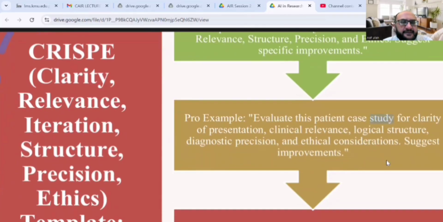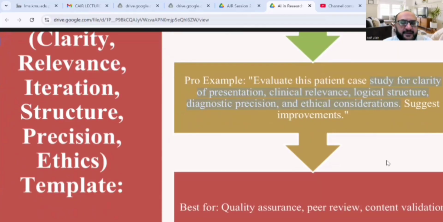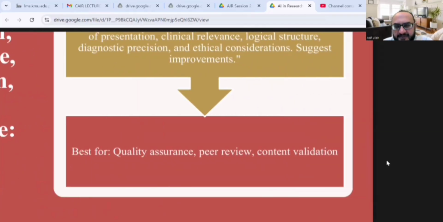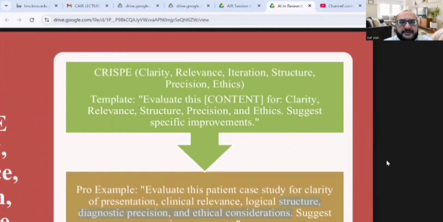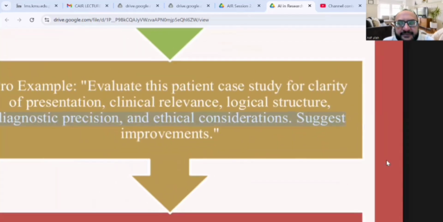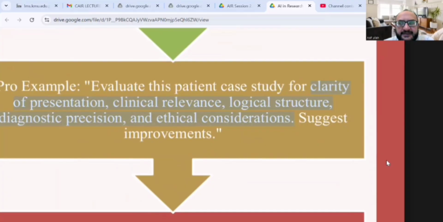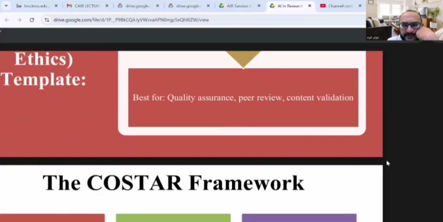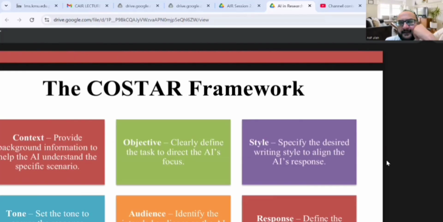CRISP: clarity, relevance, iteration, structure, precision, ethics. This template is best for quality assurance, peer review, and content validation. Example: evaluate this content for clarity, relevance, structure, precision, and ethics. Suggest specific improvements. For example, evaluate this patient case study for clarity of presentation, clinical relevance, logical structure, diagnostic precision, and ethical consideration. Suggest improvements. Quality assurance, peer review, and content validation are achieved through this CRISP format.